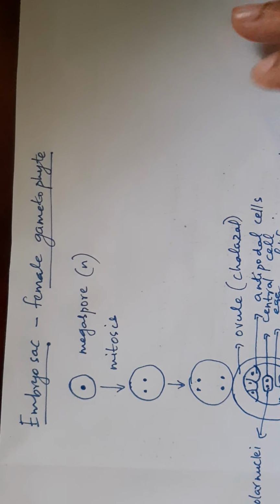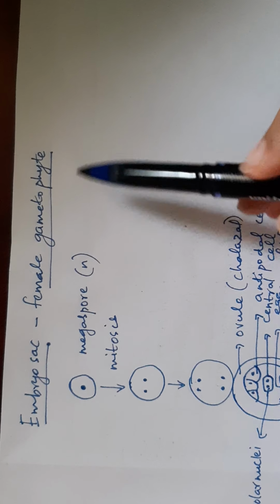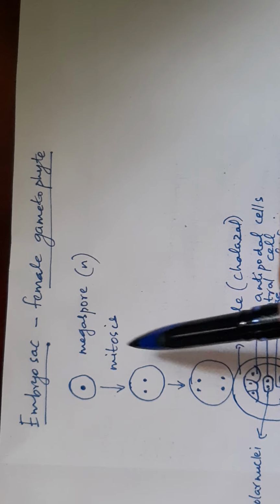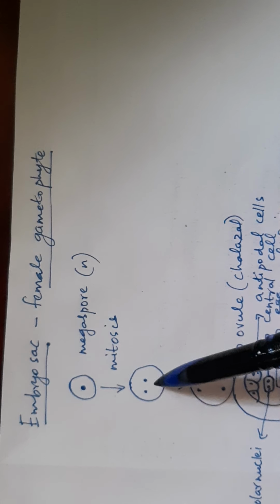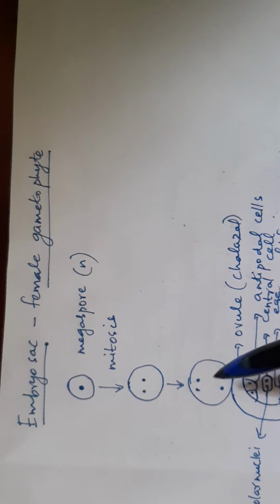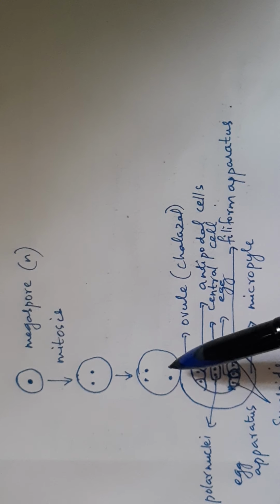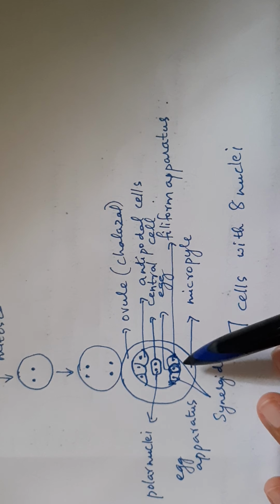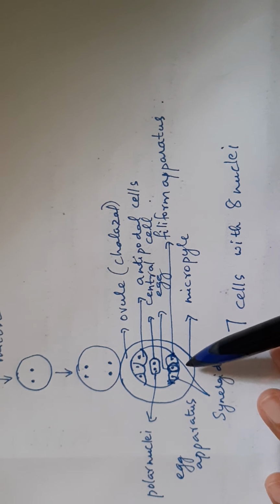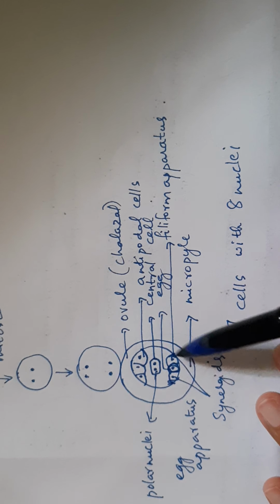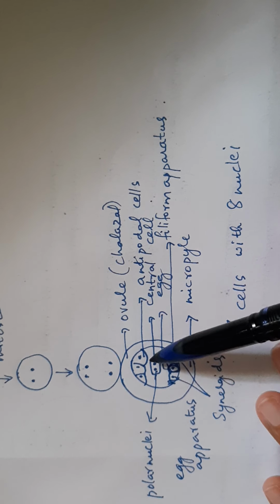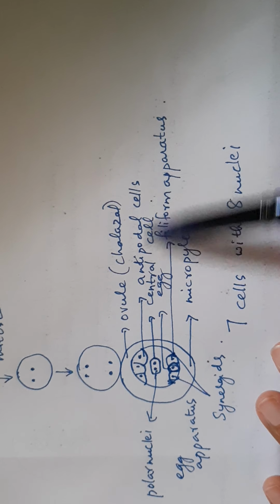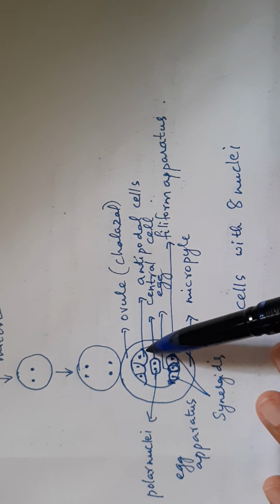I'll repeat. The embryo sac is called the female gametophyte. One of the functional megaspores formed as a result of megasporogenesis will undergo mitosis. The nucleus at first will be 2 nucleate, then the 2 nuclei will further undergo mitosis to form 4 nuclei. 4 nuclei will become 8 nuclei. These 8 nuclei will be arranged in the embryo sac in a particular fashion. 3 nuclei will be present at the chalazal end of the ovule, and they are called antipodal cells after they are surrounded by cell walls.